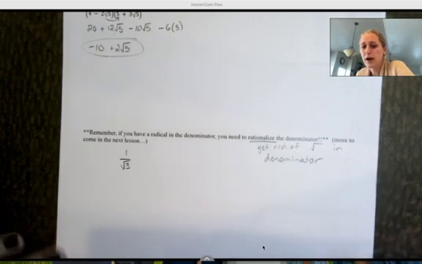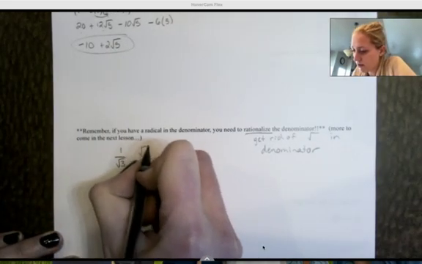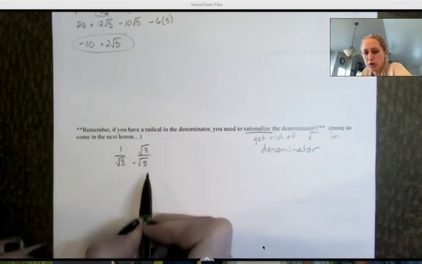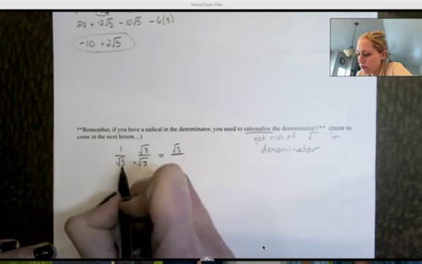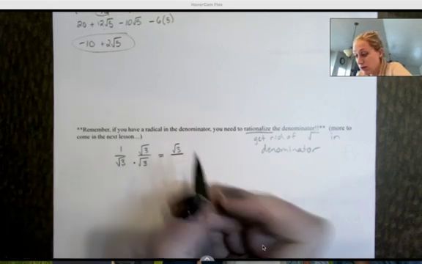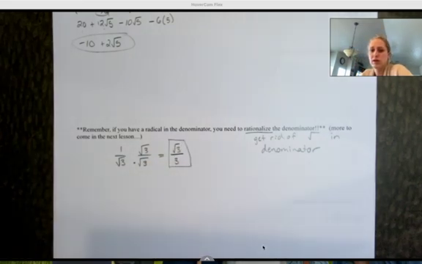Okay, and we do that by multiplying by whatever it is. So I'm going to multiply by square root of 3 in both, because I'm really just multiplying by 1. So going straight across, I get root 3 over square root of 3 times square root of 3 is square root of 9, which is just a regular 3. So this would be rationalizing. And like I said, there's more to come in the next lesson.